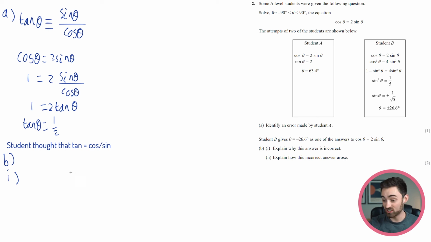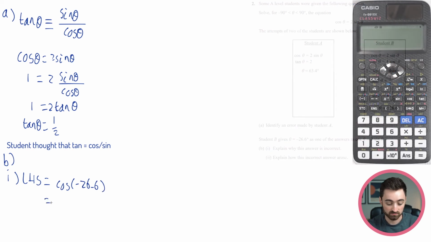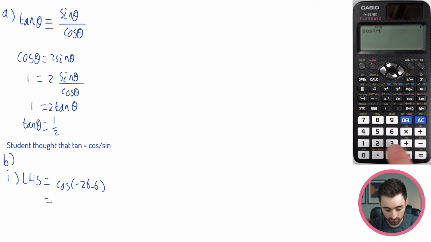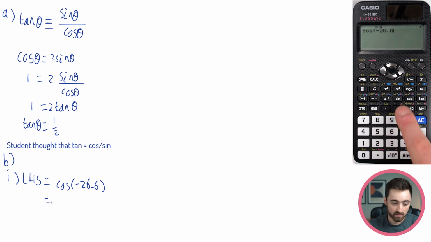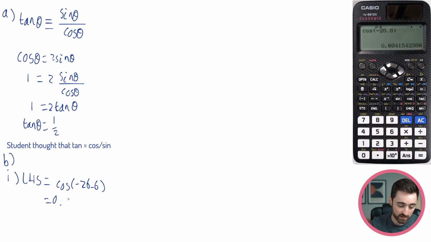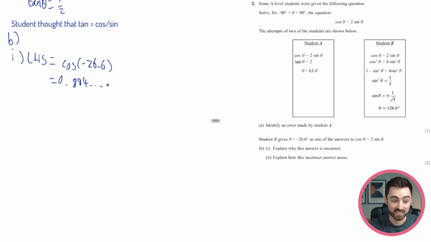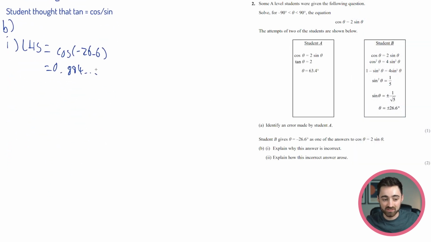And now I'm literally just going to write, look, the left-hand side of this equation is going to equal cos of minus 26.6, which is going to equal, stick it in your calculator, 0.894... And then the right-hand side is equal to that. And then, obviously, if those two sides aren't equal, then it's not a solution, is it?